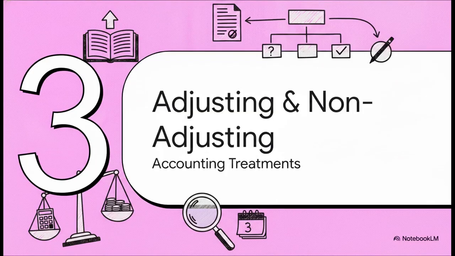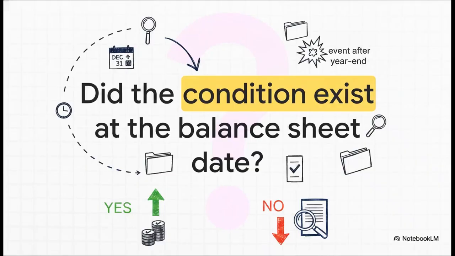Part 3, adjusting versus non-adjusting events. We're transitioning into the core accounting treatments now, which is arguably the most heavily tested concept in the whole standard. You need to know exactly how to treat an event when it happens. Whenever an event happens after year-end, you've got to ask yourself one direct question. Did the condition exist at the balance sheet date? This single, highly focused yes or no question is your ultimate filter. Literally every subsequent event scenario you'll face in the exam hinges on your answer to this.